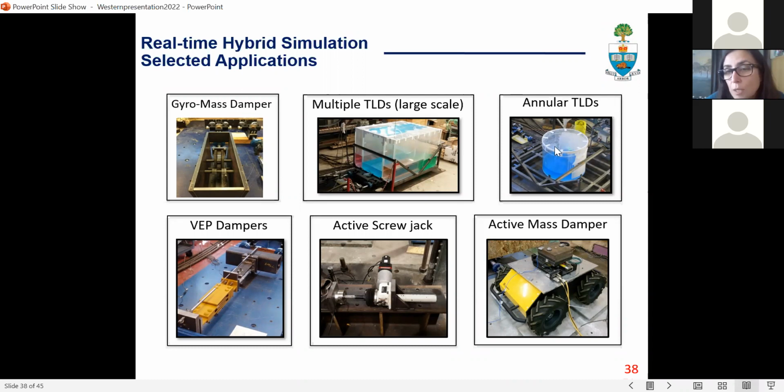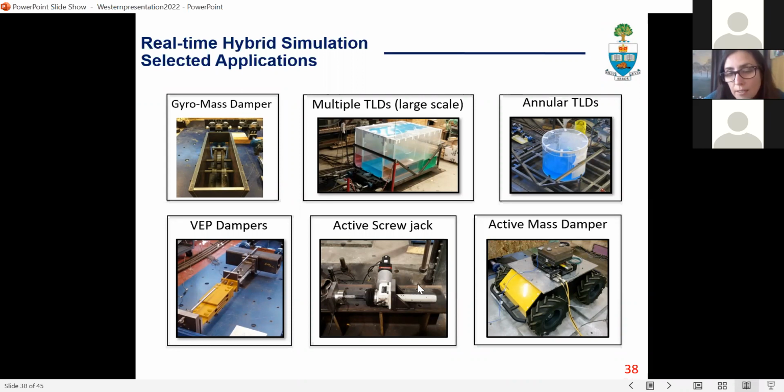TLDs. This tuned liquid damper is an annular TLD, specifically for controlling the vibrations of wind turbine towers, and the geometry is designed to fit that structure. This is a viscoelastic plastic damper. In collaboration with Professor Christopoulos, we performed around 200 real-time hybrid simulations to be able to validate a design method called P-spectra. Professor Christopoulos' student developed it specifically for nonlinear supplemental devices. So we used real-time hybrid simulation to validate the design procedure.